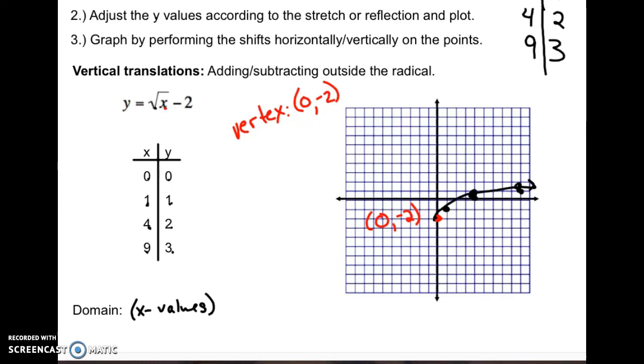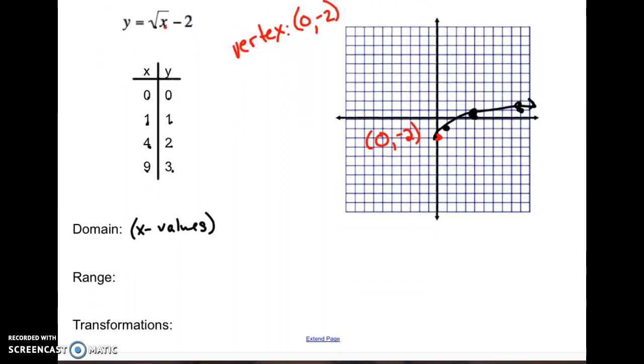So when we look at our problem, the smallest x ever is 0. So our domain is going to be 0 and bigger. So we say we start at 0, and we're going to go on to the right forever and ever and ever and ever and ever.